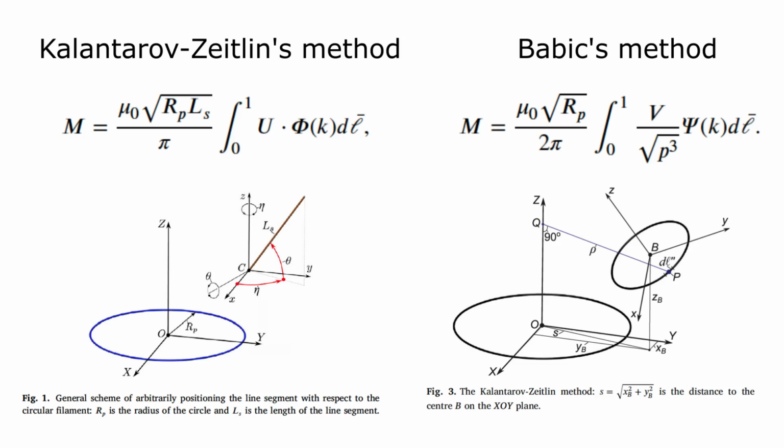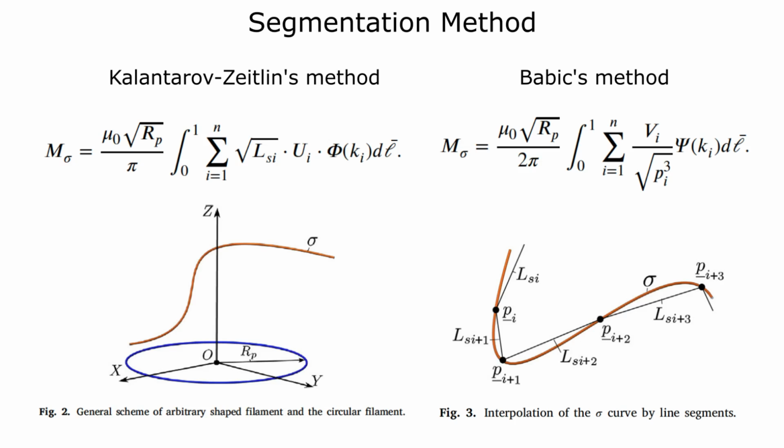Elliptic functions. Those sound complicated. They are a bit, but the key insight here is that any complex curve can be approximated by a series of straight line segments. So instead of trying to calculate mutual inductance for a complicated shape directly, you break it down into many small line segments. Like approximating a curve with lots of tiny straight lines. The more lines you use, the closer you get to the real shape.